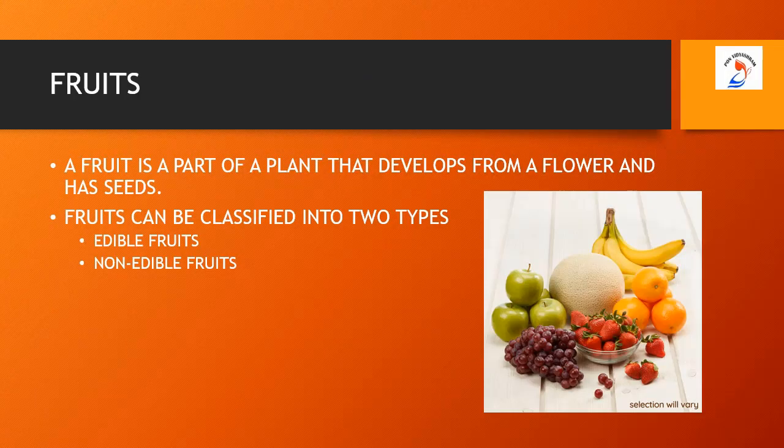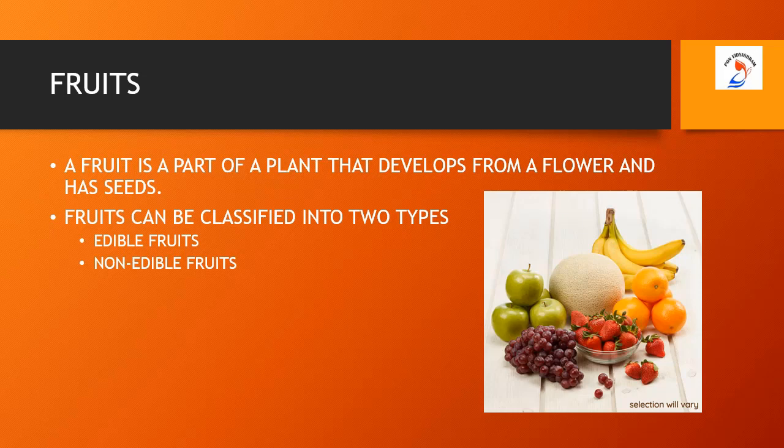Now we will learn about fruits. A fruit is a part of a plant that develops from a flower and has seeds in it. Fruits can be classified into two main types, children. What are they? Edible fruits and non-edible fruits.